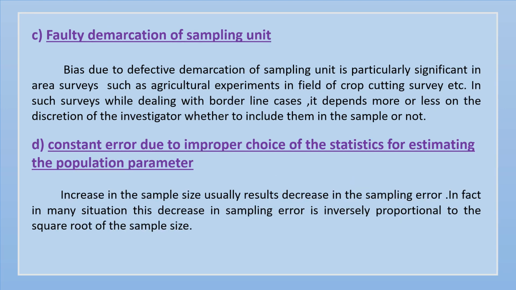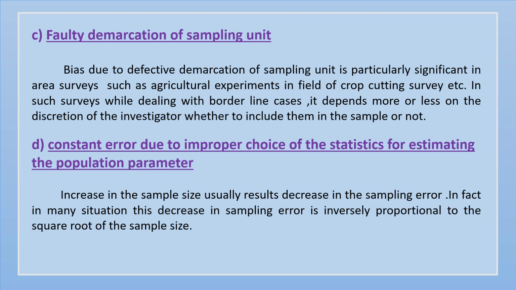Faulty demarcation of sampling unit. Bias due to defective demarcation of sampling unit is particularly significant in area surveys such as agricultural experiments in the field or crop cutting surveys, etc. In such surveys, while dealing with borderline cases, it depends more or less on the discretion of the investigator whether to include them in the sample or not.